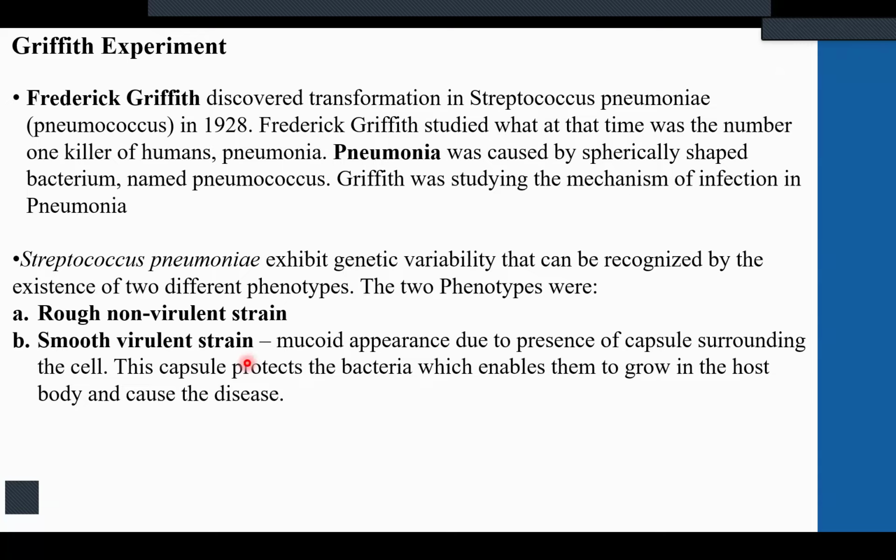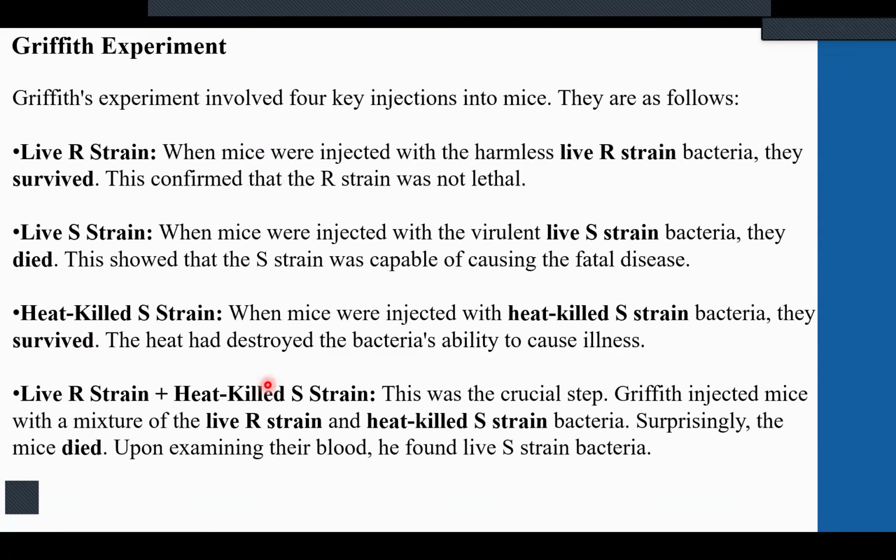The rough strain was non-virulent, whereas the smooth strain was virulent, which means the smooth strain caused the disease, that is pneumonia, in the patients who are infected with the smooth strain. So why are they called smooth? Because they had a capsule which enabled them to cause a disease in the host. Now, he did a set of four key injections into the mice and then he observed the results.